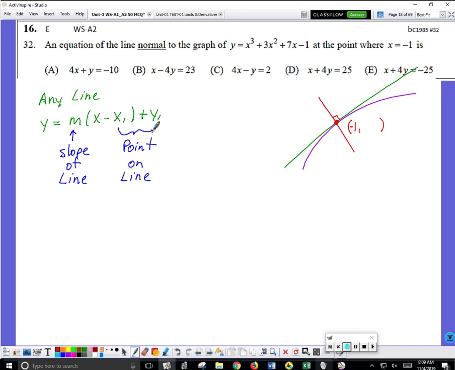You use the equation they gave us and plug in -1 for x. Perfect. So I come up here. I say y is going to equal -1 cubed. So keep going. Make sure you use parentheses when you take away the x, otherwise you'll make a mistake.